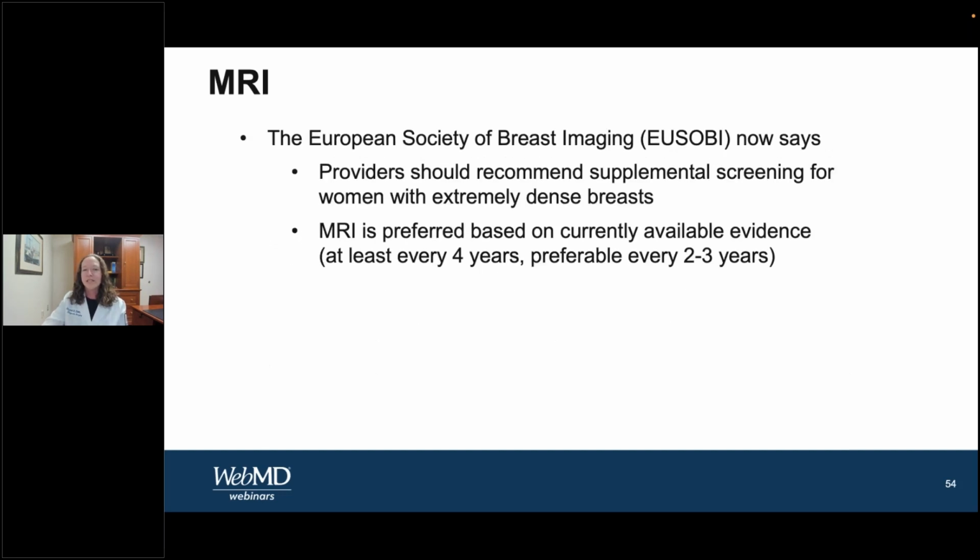And interestingly, just in the past few months, the European Society of Breast Imaging has released a statement saying that providers should recommend supplemental screening for women with extremely dense breasts. So that's the most dense category of breast tissue, the 4th most dense category. And MRI is preferred based on currently available evidence. And what they say is that women should undergo an MRI at least every 4 years and preferably every 2 to 3 years.